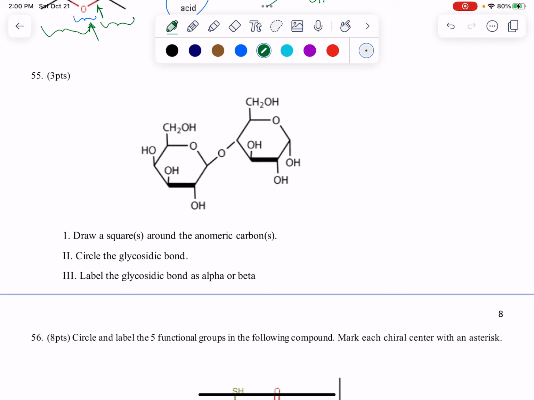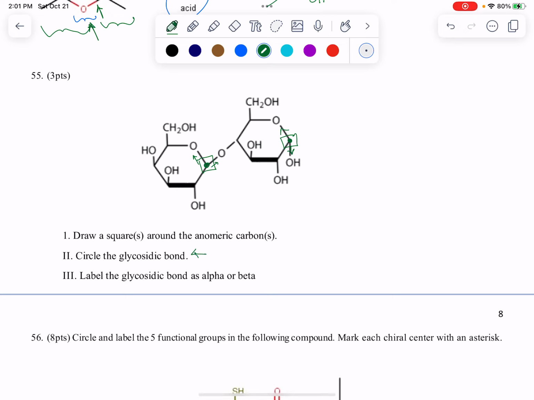All right. Draw a square around the anomeric carbons. This is the carbons with 2 oxygens. And so I'm looking for a carbon that has 2 oxygens on it. And the only one that fits the bill, I've got an oxygen there and an oxygen there, so this guy gets a square. If I look over here on the right, I've also got this carbon, which has an oxygen and an oxygen. He also fits the bill. So there are 2 anomeric carbons.